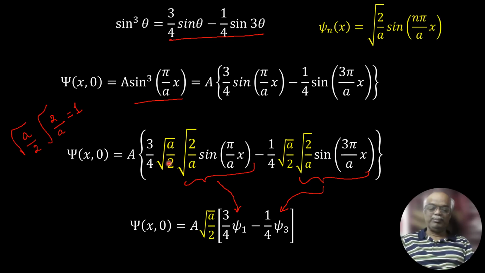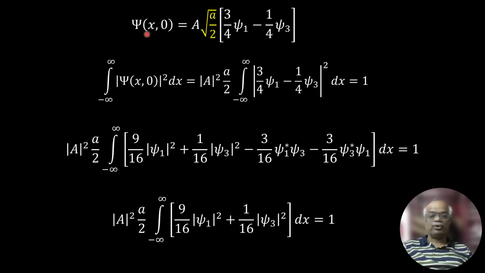Then you have one parameter, square root of a/2, so you take that out. A multiplied by square root of a/2. Here you have 3/4 psi 1, and here 1/4 psi 3. Now we will try to simplify this. So now we got the initial wave function as a linear combination of psi 1 and psi 3 with the expansion coefficients 3/4 and 1/4. So the initial wave function is A multiplied by square root of a/2 times 3/4 psi 1 minus 1/4 psi 3.